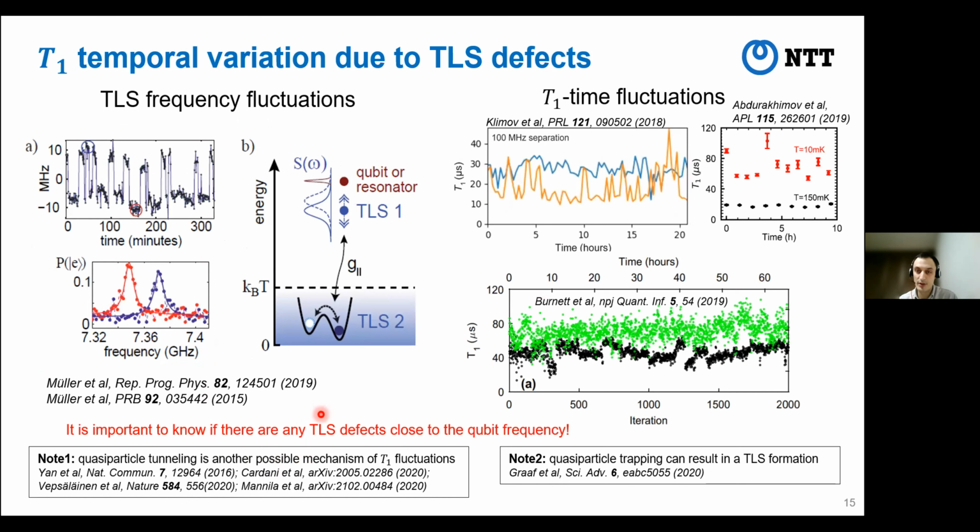The temporal variations of T1 time can be explained both by two level systems and also by cosmic rays inducing quasi-particle tunneling. Yeah, and there have been a number of papers. In our case, at the moment, we cannot distinguish between them.